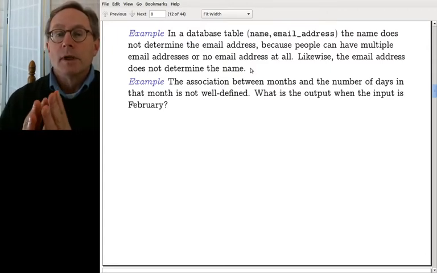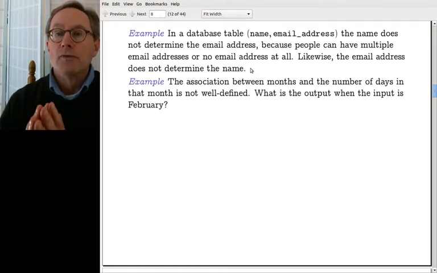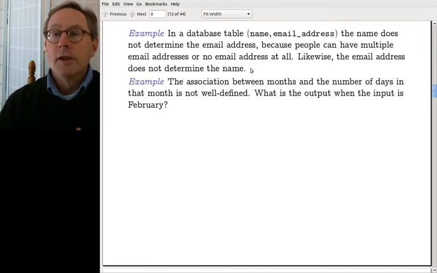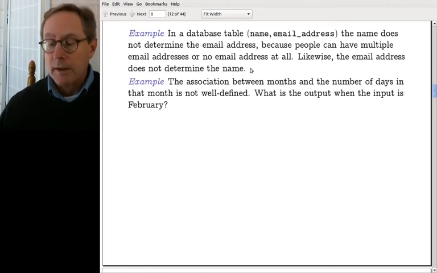But the point is that this functional relationship is very useful. In an ordinary database, name, comma, email address, neither one determines the other. So it's not a functional relationship. The association between month and number of days in the month is not well defined because if I ask you what's the number of days in February, you'll say, well, sometimes February has 28 days and sometimes it has 29.